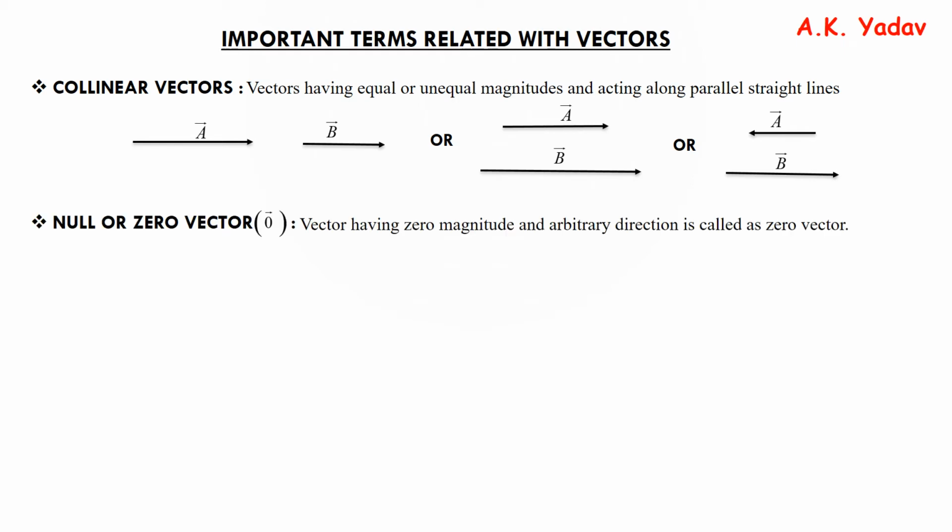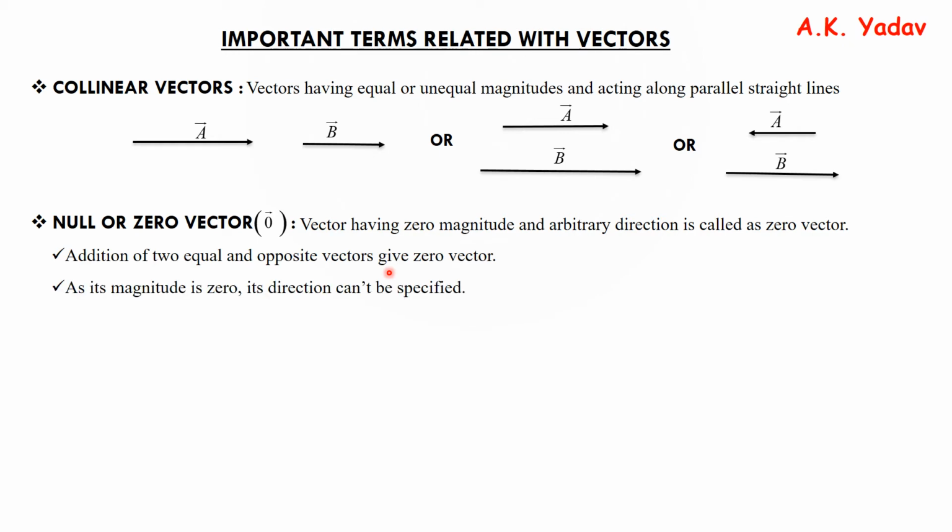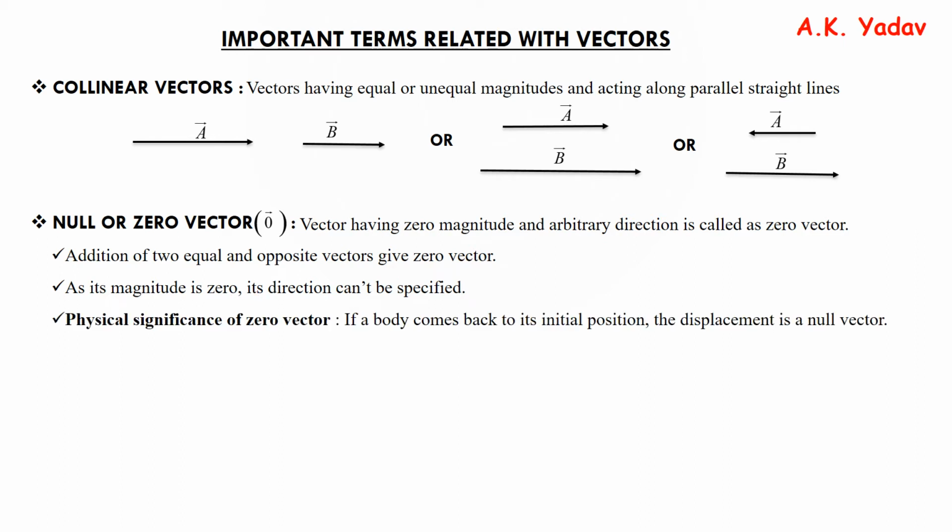Null or zero vector. A vector having zero magnitude and arbitrary direction is called a zero vector. Addition of two equal and opposite vectors gives a zero vector. Now, as its magnitude is zero, its direction cannot be specified. What is the physical significance of a zero vector? If a body comes back to its initial position, the displacement is a null vector.